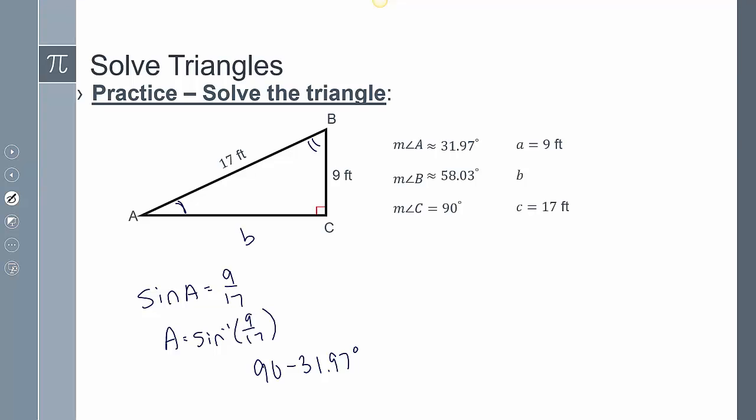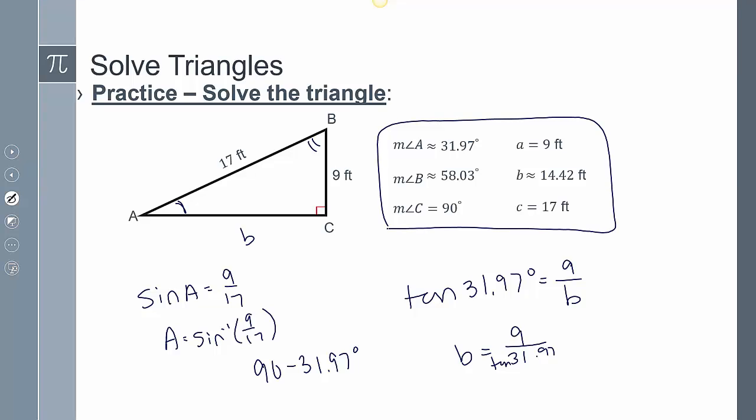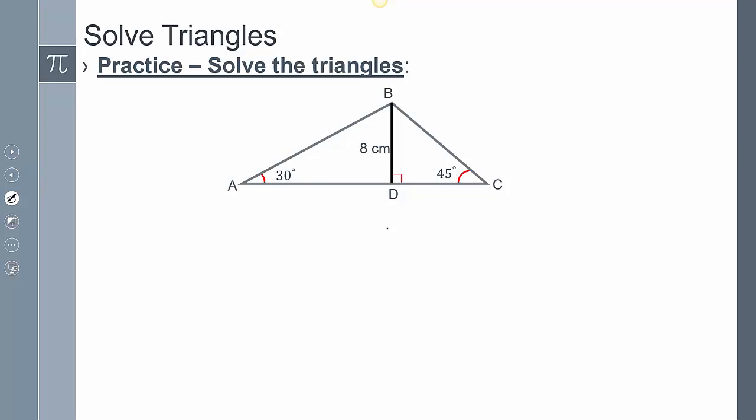58.03 degrees. And then the last, to find side B, if I did the tangent of 31.97 degrees equals opposite over adjacent, which means B is going to equal 9 over tangent of 31.97 degrees. I'm going to get about 14.42 feet. And so this is my answer. This is me solving the triangle. Now let's look at a couple of more complicated problems.